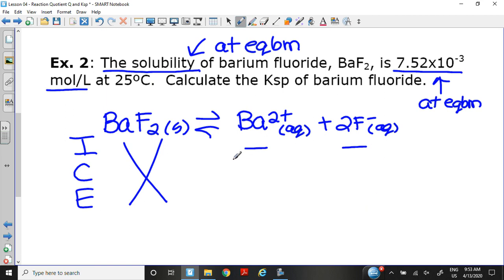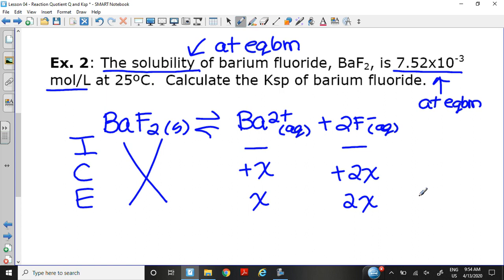Then we fill in our change. We know some of these ions are going to be produced, so we're going to have an increase value. Here we're going to have 1x for 1 barium, so this will just be x. And over here with the fluorine, plus 2x because there are 2 fluorines, and then 2x. So there's our ice table.